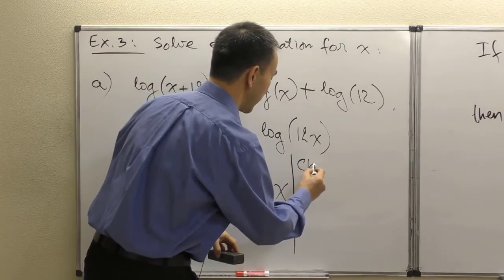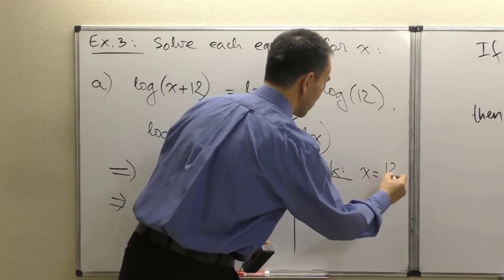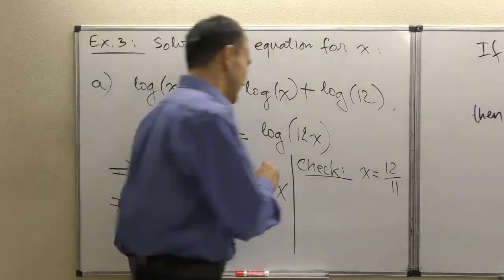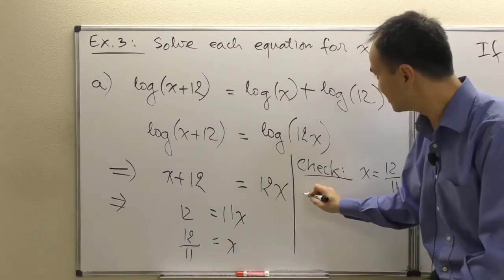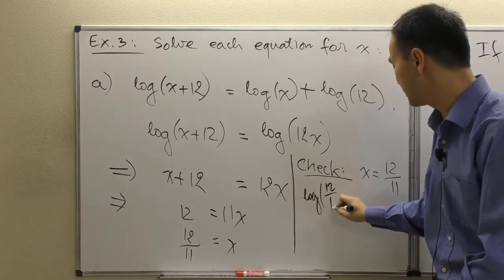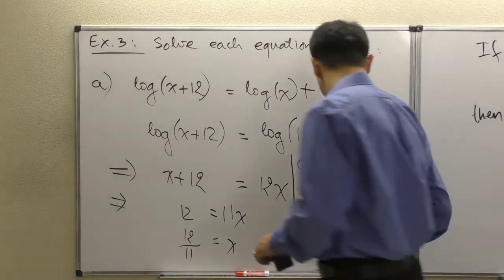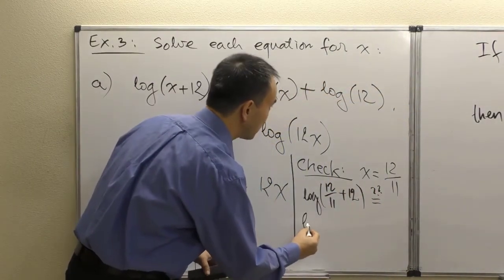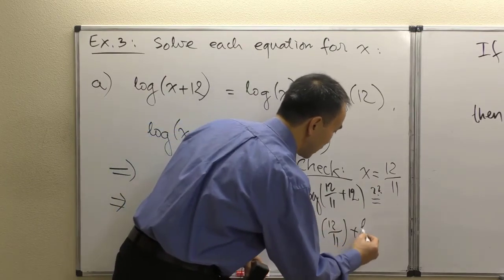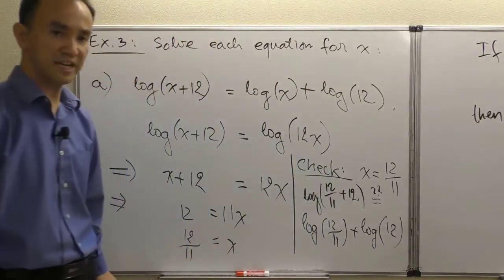Okay, so now when we check, the only solution we found is 12 over 11. We're going to substitute that into the equation again. The left-hand side gives me log base 10 of 12 over 11 plus 12. I want to find out if it will equal log base 10 of 12 over 11 plus log base 10 of 12. Let's find out if that's true.